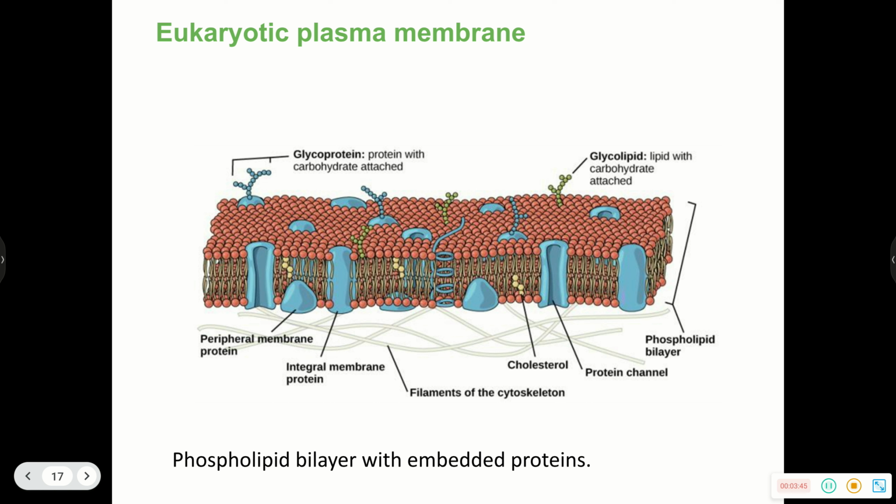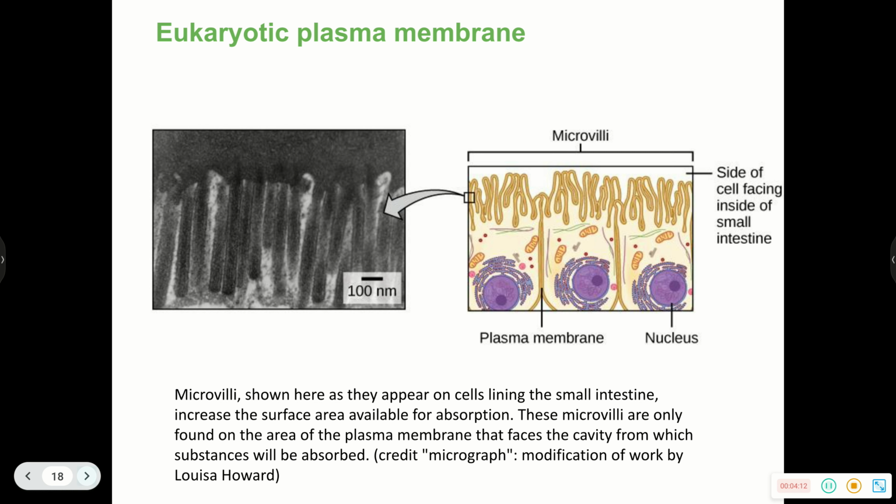And then also giving the plasma membrane some structure would be the cholesterol, okay? And then these are the filaments of the cytoskeleton that are outside the cell as well. All right, so you'll see these embedded proteins. These embedded proteins are going to be the important piece to be able to bring things in and out of the cell itself, okay?